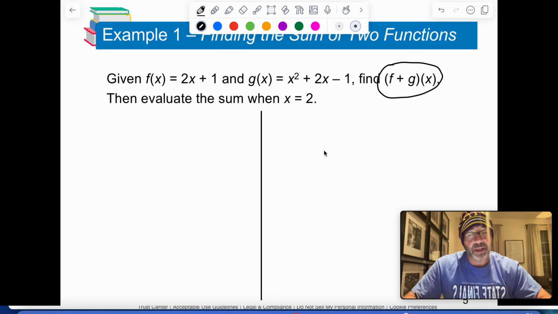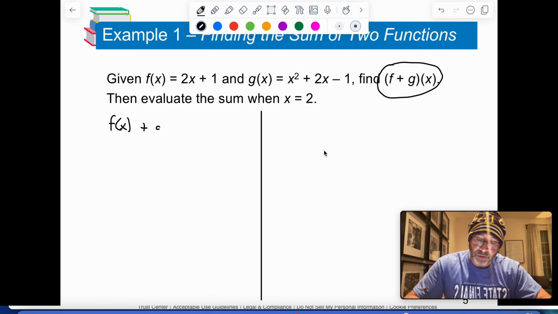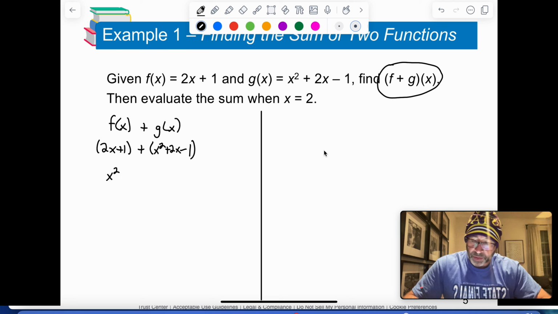The first way is taking g of x and actually adding it to f of x. So that means we have f of x, we're going to add g of x to it. So that says we're going to have 2x plus 1 plus x squared plus 2x minus 1. Combine these, we're going to have x squared plus 4x, and that's it. Okay.